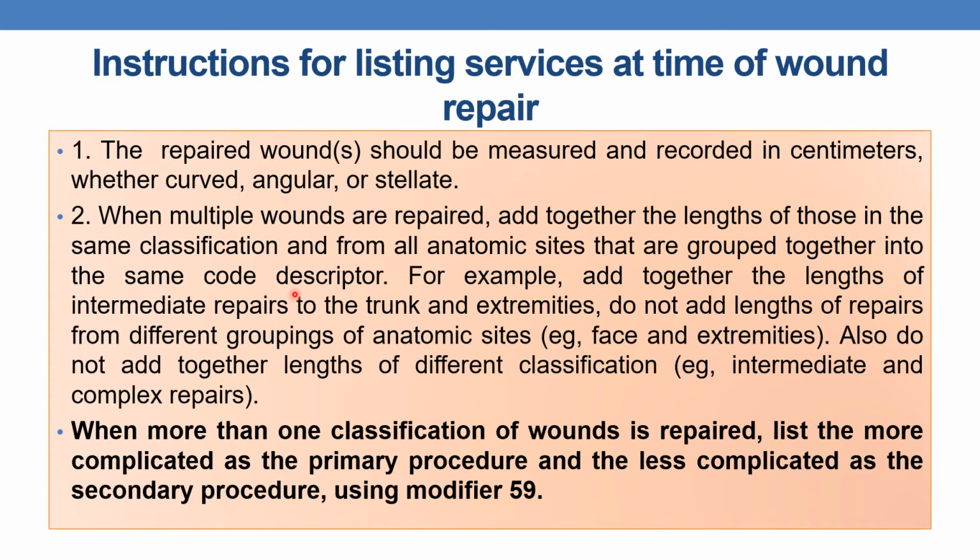If you see the codes, certain anatomical locations are grouped under one code. So when all the anatomical locations are grouped under one code, the lengths of those wounds can be added together. For example, add together the lengths of intermediate repairs to the trunk and extremities, because trunk and extremities come under one code. But do not add the lengths of repair from different groupings of anatomical sites.